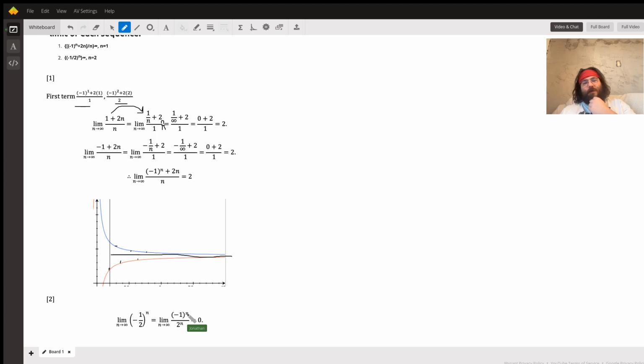And the second one's the same process. You do the exact same thing, and you'll see it goes to 0 when it's negative, and it goes to 0 when it's positive. So that's all.